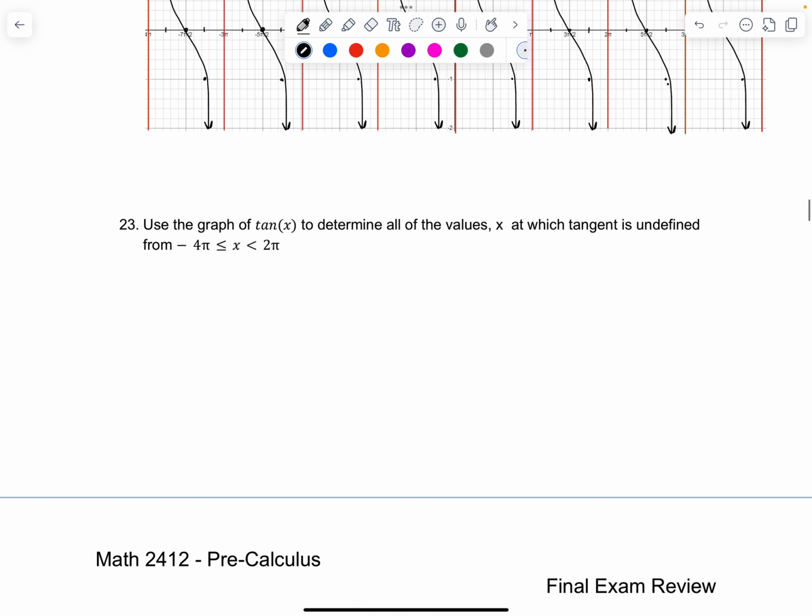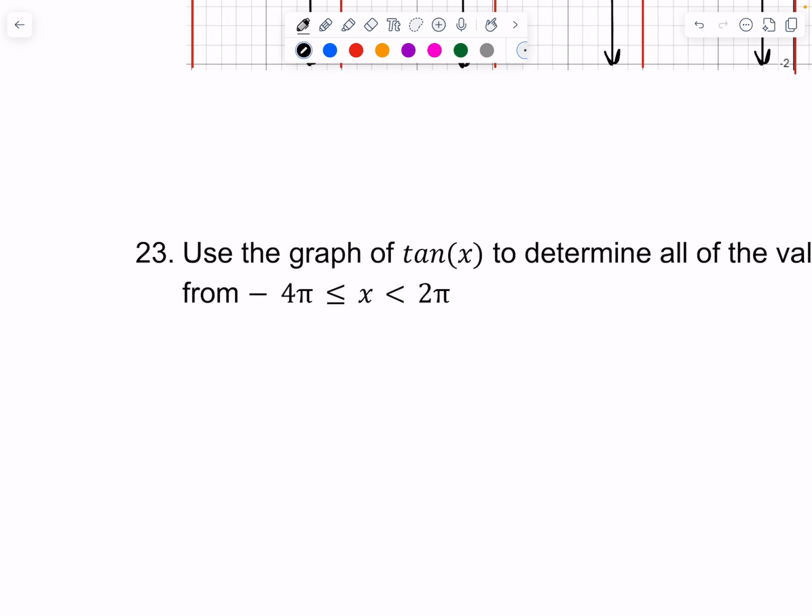Okay, 23 says use the graph of tangent to determine all of the values x at which tangent is undefined from negative 4 pi to 2 pi. Well, I know what the graph of tangent looks like. It looks like this, and it's got asymptotes, and the asymptotes I know are at pi over 2 and negative pi over 2, so I'm going to start there. Pi over 2. And then I know it repeats itself, and the period is pi.